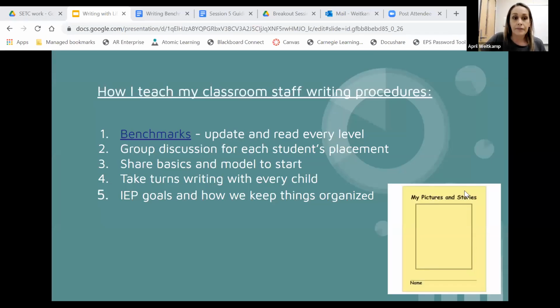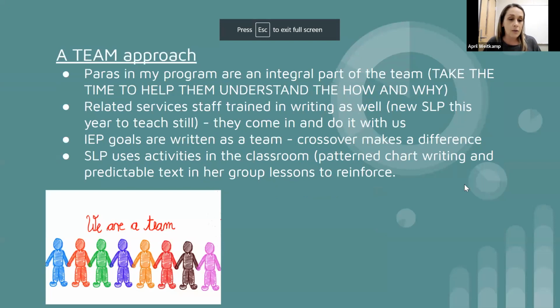Okay. I said some of this already. I always take the time to help them understand the how and the why. The paras are phenomenal. I trust them. I work with them. I give them feedback. Not always what they want to hear, but it works. And it's a team effort. I don't like everything taught the same because the kids aren't going to generalize skill if it's all the same. And so I work really hard to make sure that everybody can do it a little bit their own way.